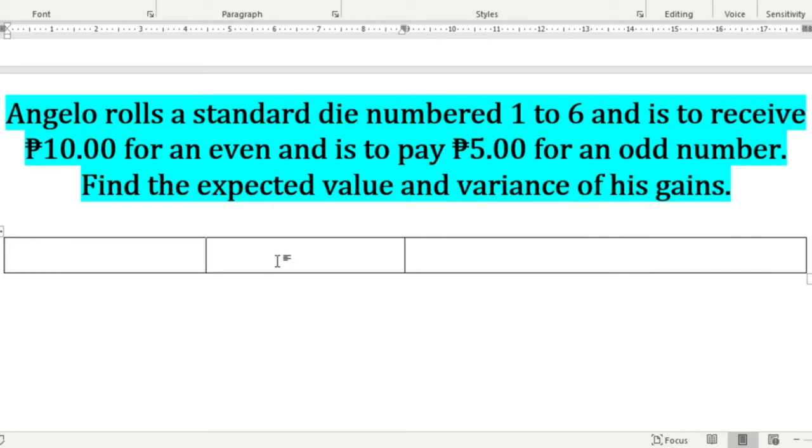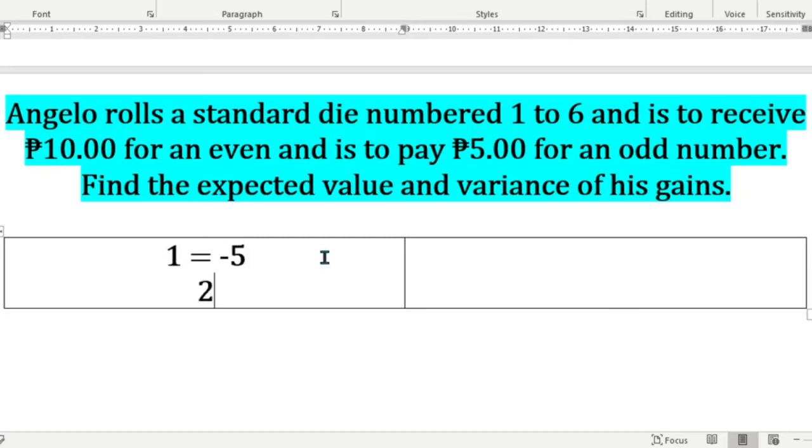Now, Angelo is to roll a die. And the die is standard, numbered 1, 2, 3, 4, 5, 6. And he will be given 10 pesos if the number that comes out is even, and he will be paying 5 pesos if it is odd. In other words, if 1 comes out, since 1 is odd, he will be paying 5 pesos. And we express paying 5 pesos by negative 5.